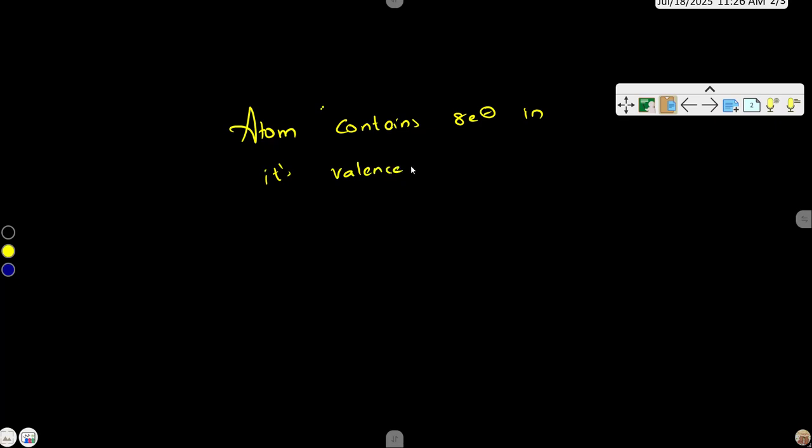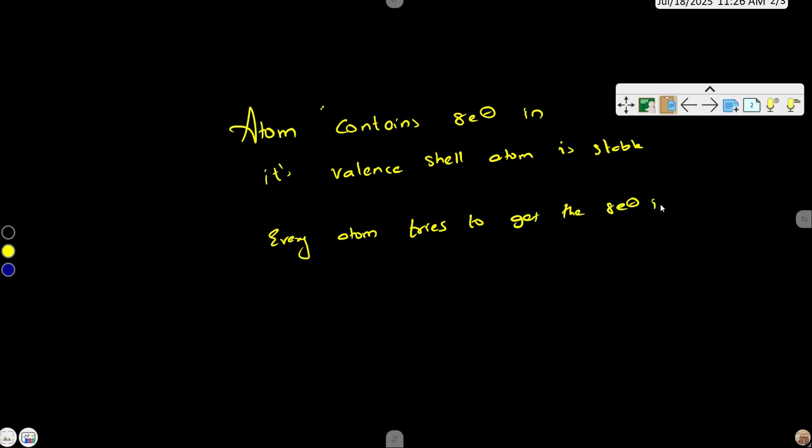Whenever any atom contains 8 electrons in its valence shell, that atom is stable. This is what he has said. So that atom is stable. Now, every other atom present in our periodic table, according to Lewis, tries to get 8 electrons in its valence shell. This is how everyone will be attaining stability. Understood? Now, let us see an example.